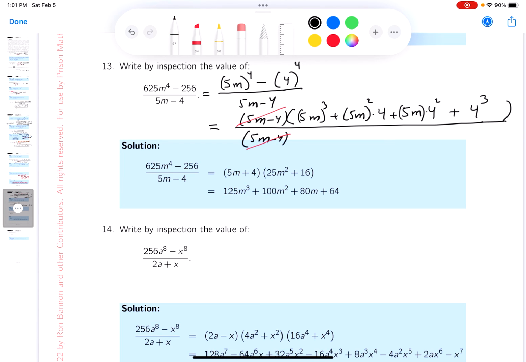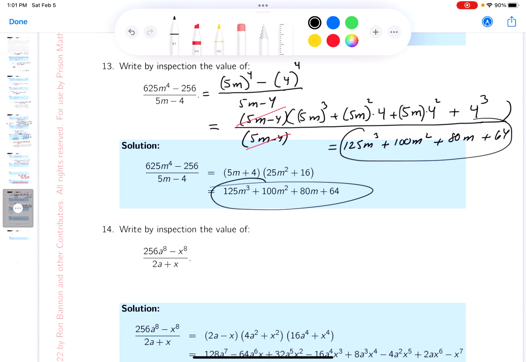All right, what would you get? Well, 5 cubed is 125m cubed. Let's do the next term. That's 25 times 4, which is 100m squared. What's the next term going to be? 16 times 5 is 80m, and then 4 cubed is 64.